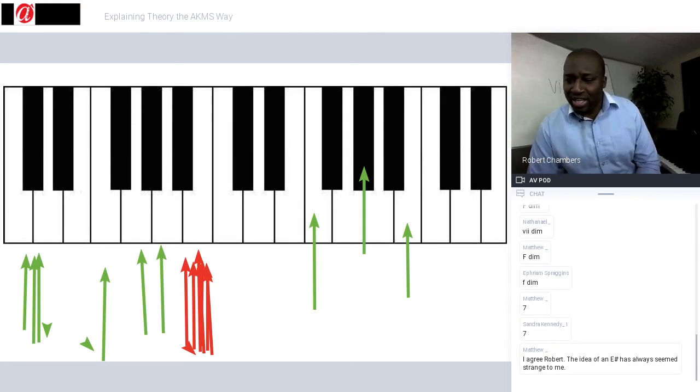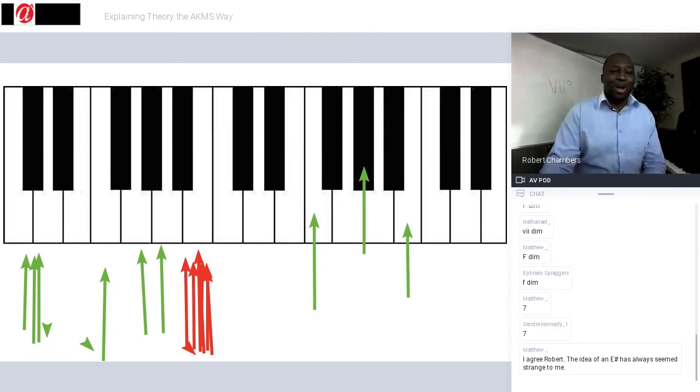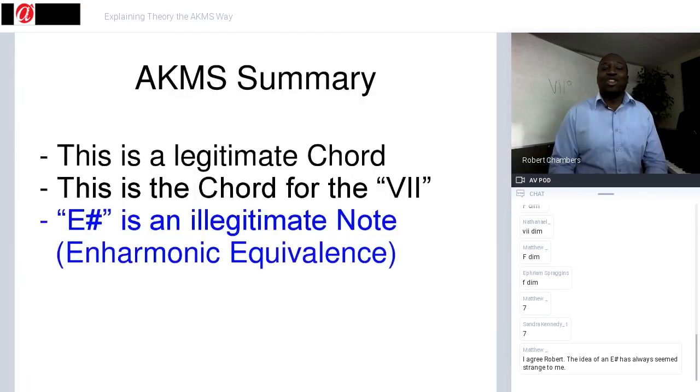Robert, I agree. The idea of an E sharp has always seemed strange to me. Well, the reason it's strange is because it shouldn't be there. Okay, but if you were doing a theory test, just know that you won't get the correct answer if you say, well, it shouldn't be there. They'll mark it wrong. But give us enough time, and we'll be able to change it where everybody will look at it the way that we look at it. It's an illegitimate way of looking at music, all right?